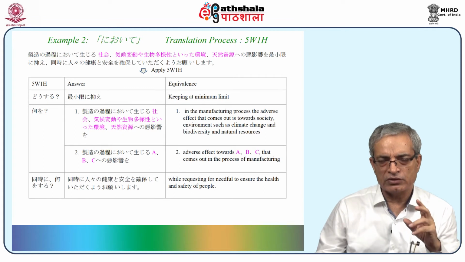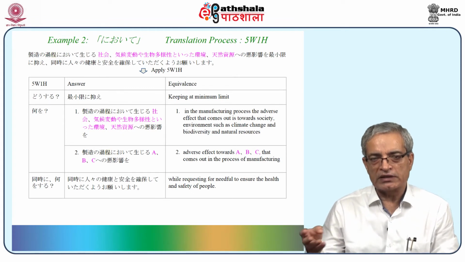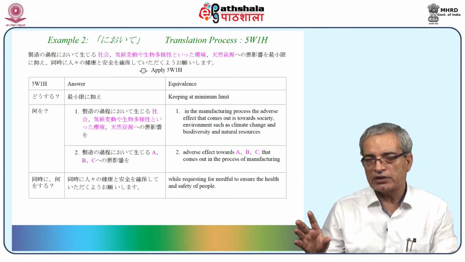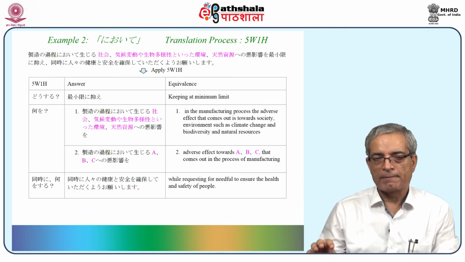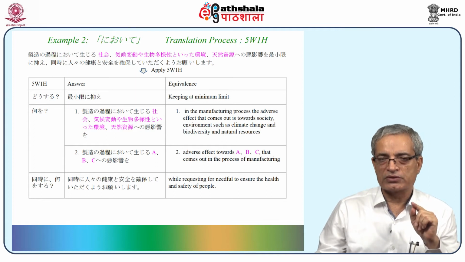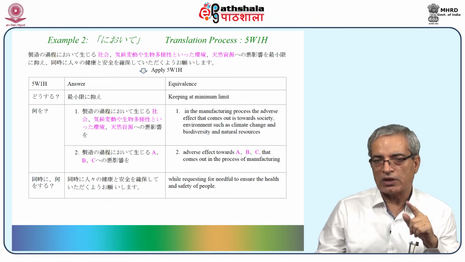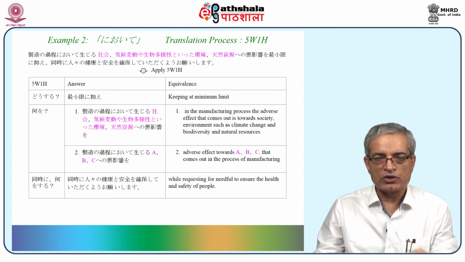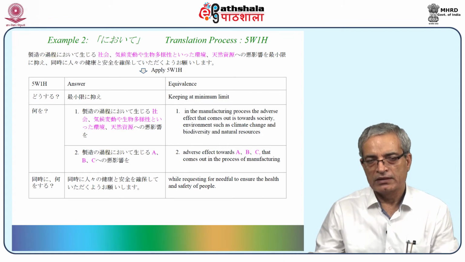Now even the words are complicating, and the English frame or the English structure is also getting disturbed. Now let's see the second option. The second option in this case is substituted components. So it's seizo no katei ni oite shojiru ABC no akueikyo, and the translation is adverse effect towards ABC that comes out in the process of manufacturing.